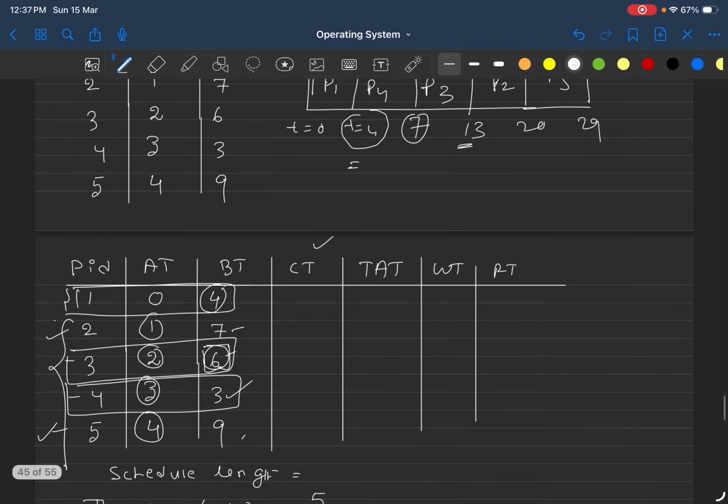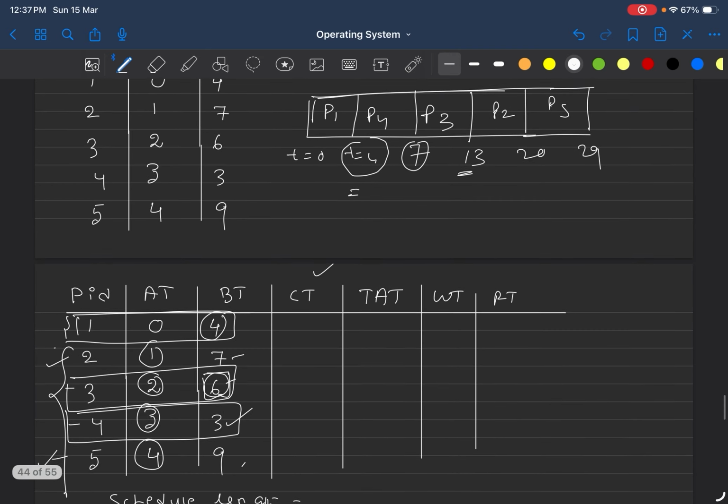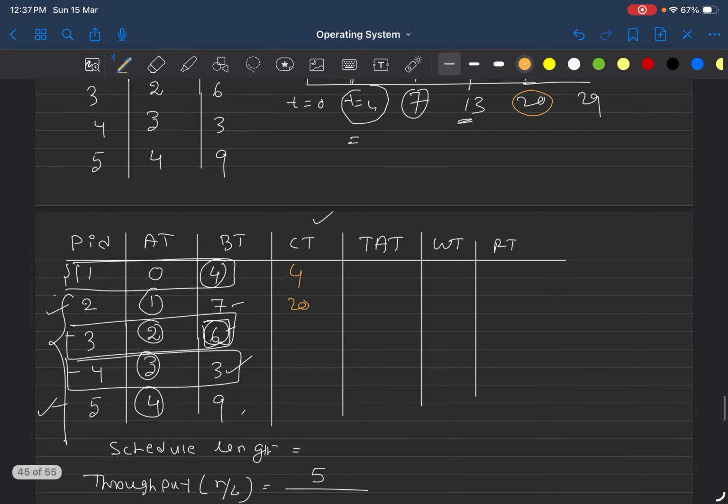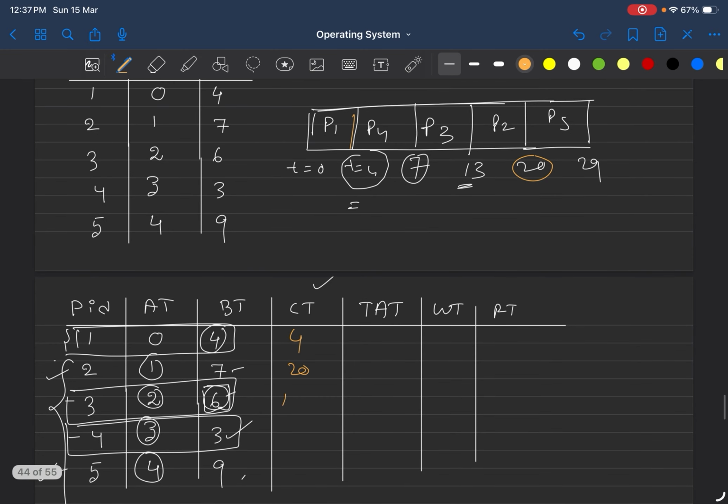So what is the completion time of process P1? That is 4. What is the completion time of process P2? That is 20. What is the completion time of process P3? That is 13. Completion time of process P4 is how much? 7. Completion time of process P5, how much is that? 29.